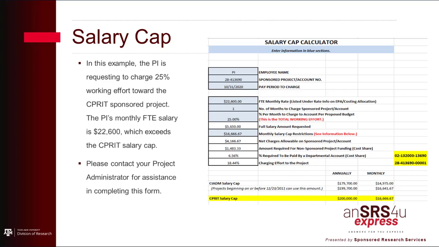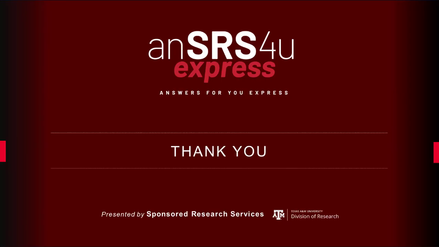If any changes need to be made to either the costing allocation or the PCT, the project administrator will return it and send this form to the department so that the appropriate revisions can be made. If you have any questions, please contact your Sponsored Research Services project administrator.